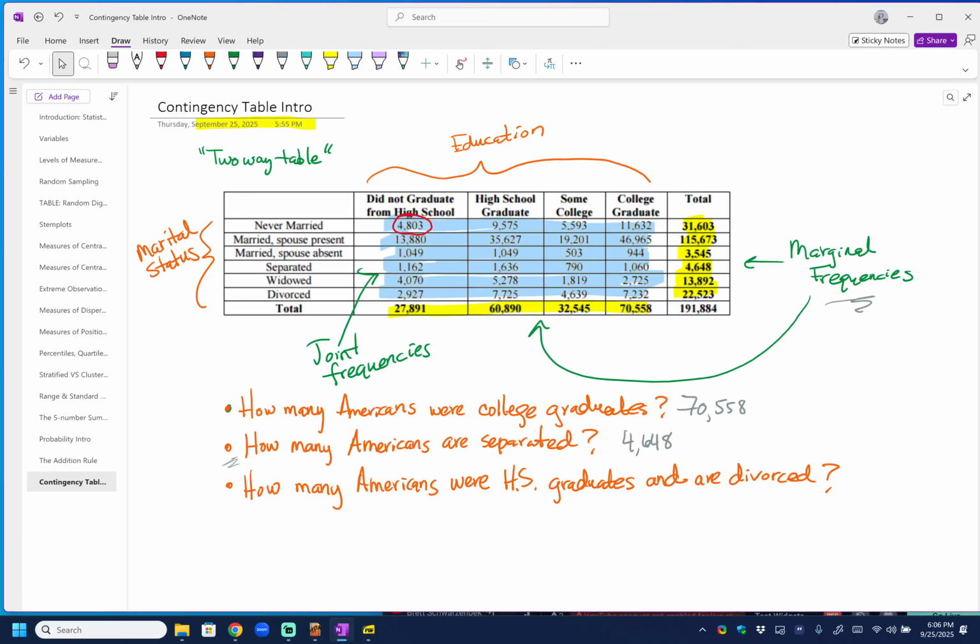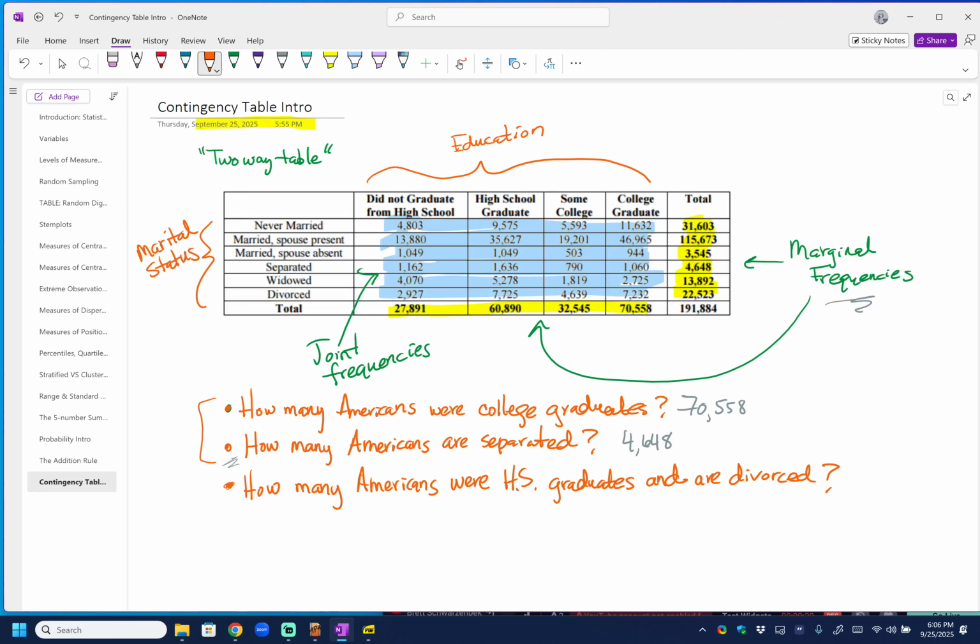Okay, so looking at this third bullet that I just added, how many Americans were high school graduates and are divorced? Okay, so what are we looking at this time? Note that in the first two of these, there was only one variable mentioned. One was college graduates, one was separated. Individual variables, meaning basically that's a good signal that you're going to use a marginal frequency.